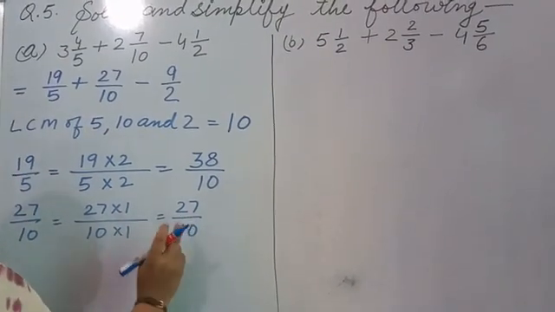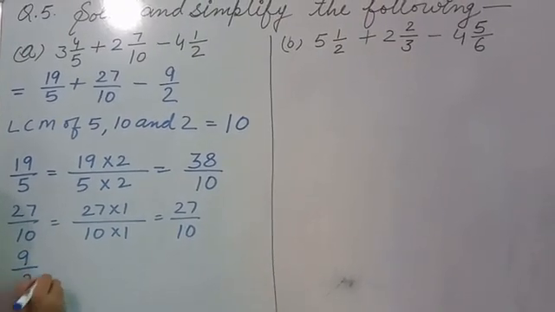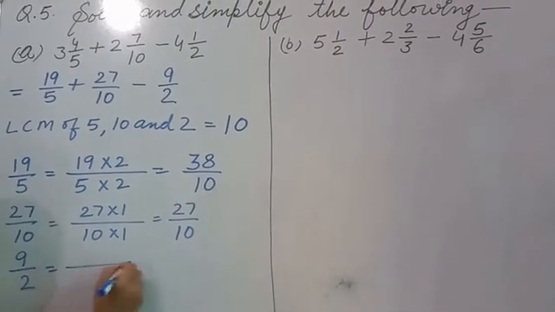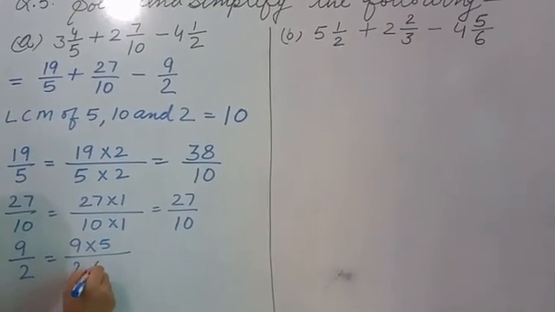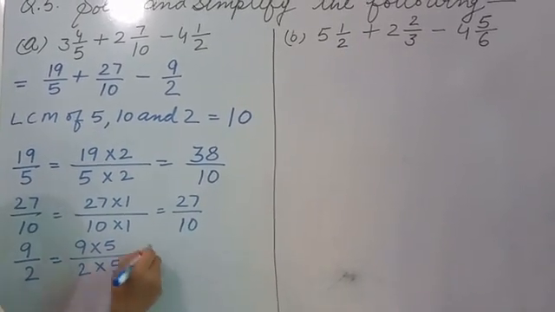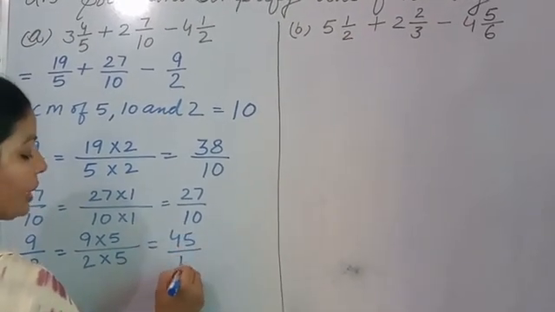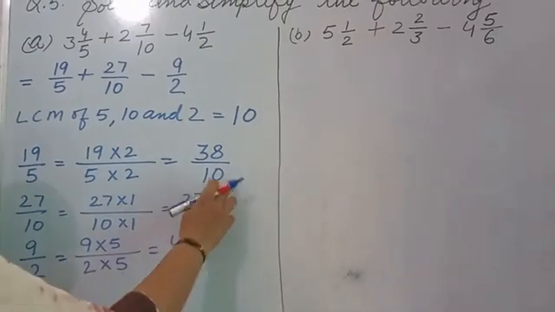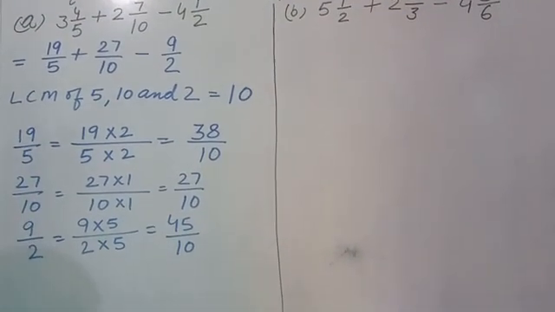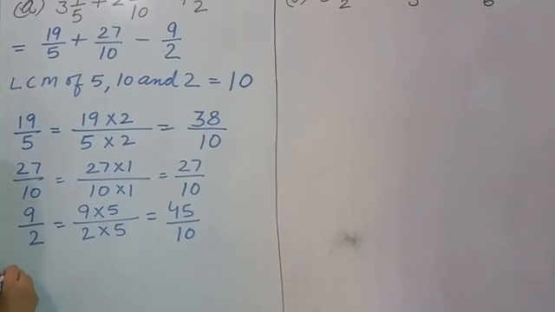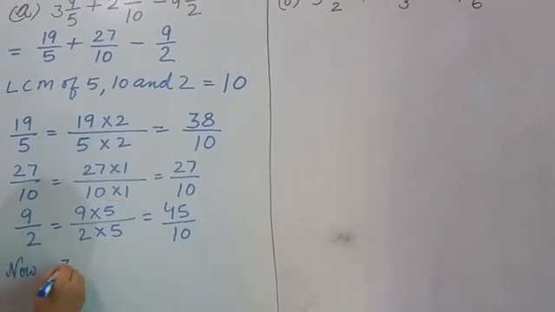Now next third is 9 upon 2. Now in 2 table where is 10? 5. So 9 upon 2 multiply by 5, multiply by 5. 9 5s are 45 and 2 5s are 10. Now you can see 10, 10, 10. All the denominators are 10, 10, 10. So now we can solve. So now 38 upon 10.